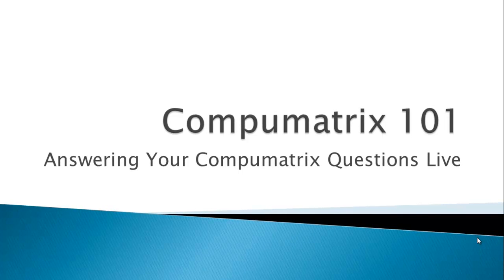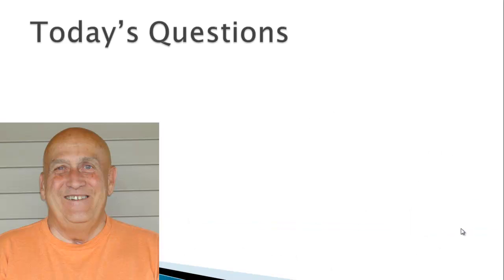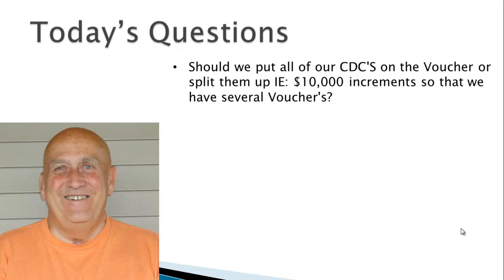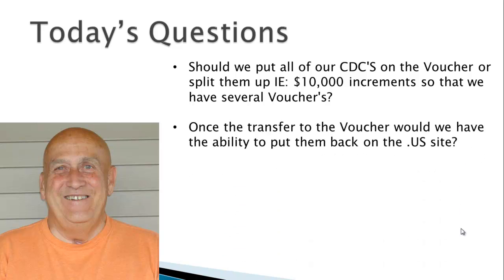We have a question from one of our members. His name's Tracy, and he is asking, should we put all our CDCs on the voucher or split them up? Example, 10,000 increments so that we have several vouchers. And his second question, once it is transferred to the voucher, would we have the ability to put them back on the .us site?